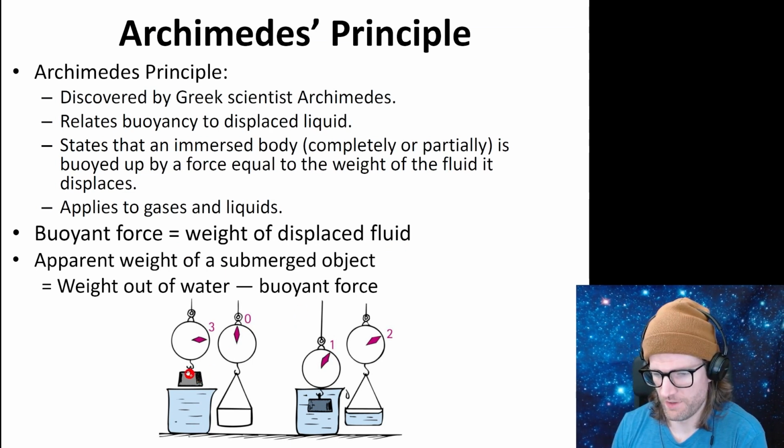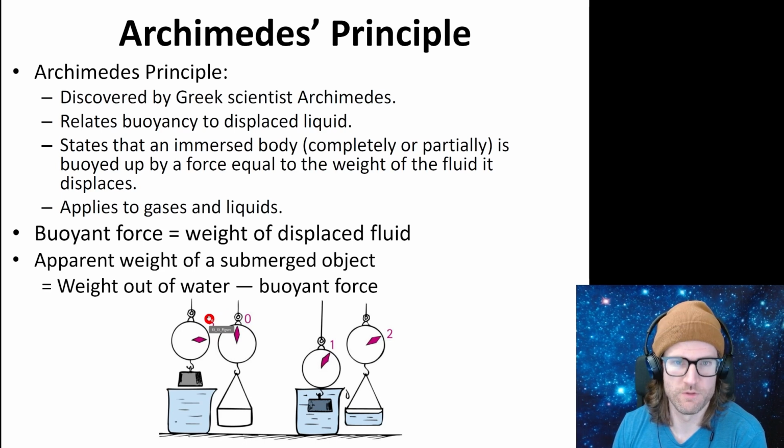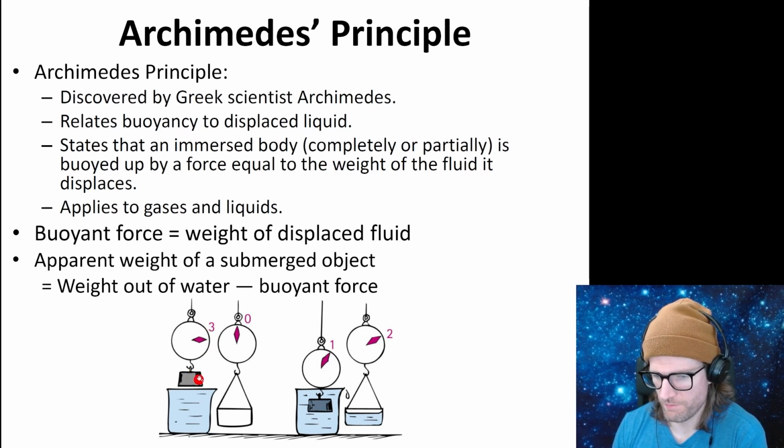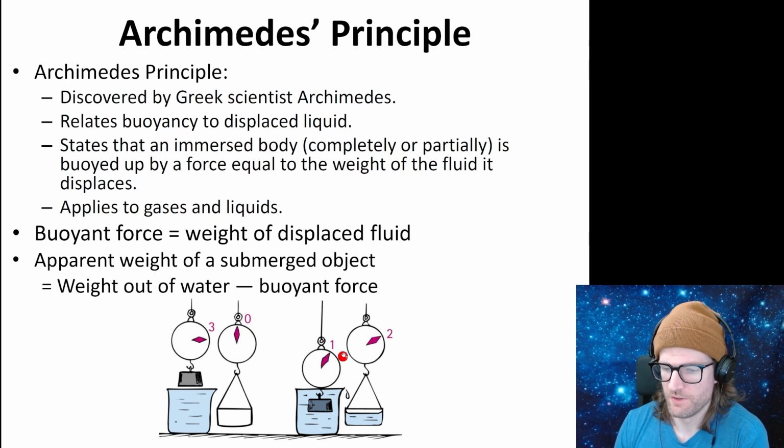Let's look at this example down here. We have a 3 kilogram metal thing, and we've got nothing over here, so it's reading 0. If we now put this into the beaker and it pushes out 2 kilograms of water, then this device will read 1 kilogram. Because it's a 3 kilogram weight, but it's feeling a buoyant force of 2 because that's the weight of the water it displaced. So overall, it's left with an apparent weight of 1.